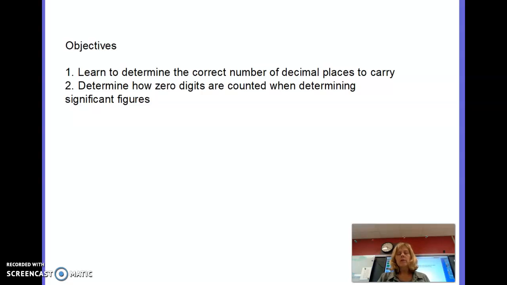And then the biggest part of significant figures is determining how we count those zeros. If zero is one of the digits, does that count as one of our places or not? So this probably doesn't seem very clear right now, but it will as we go forward.